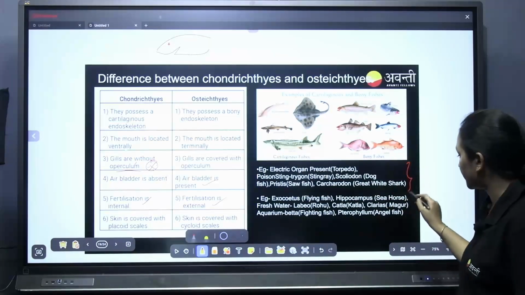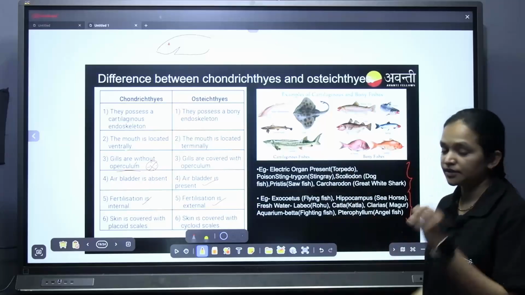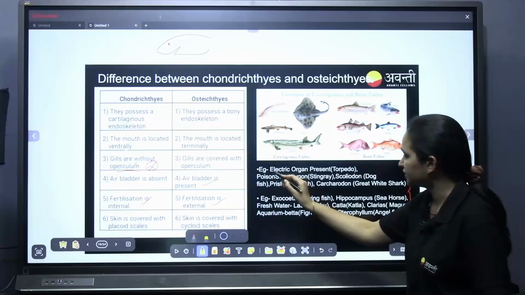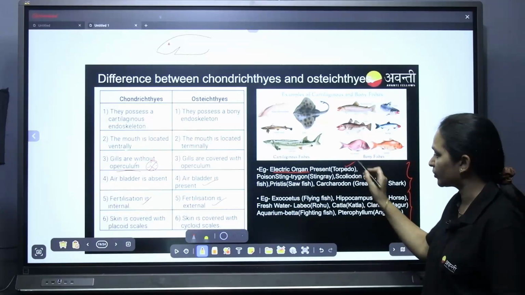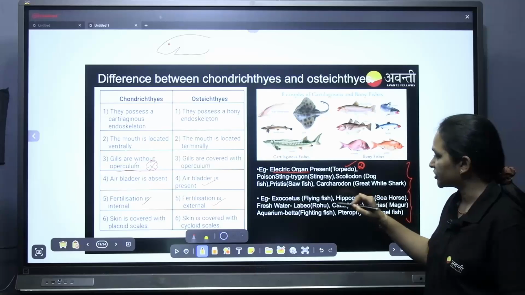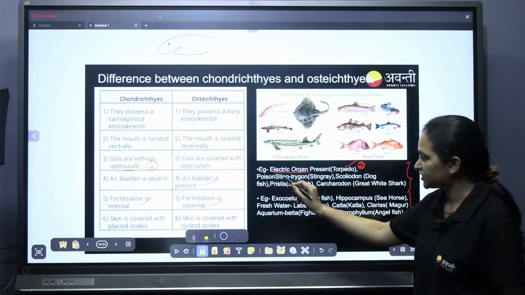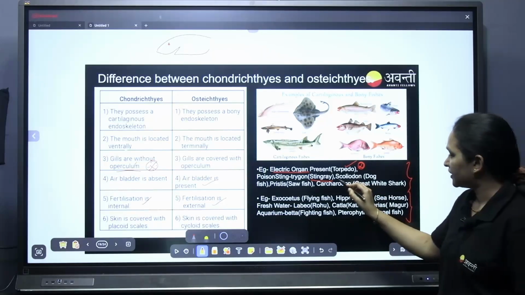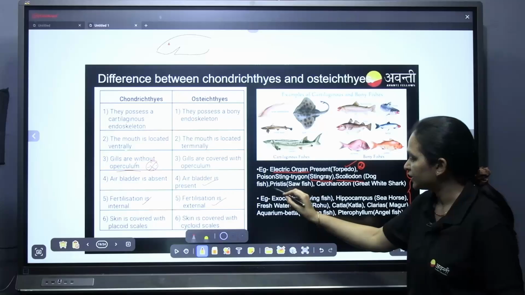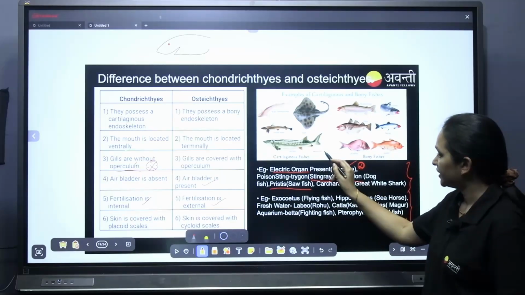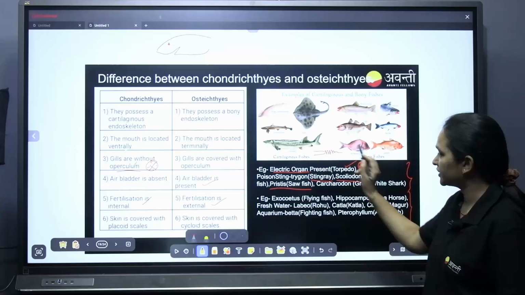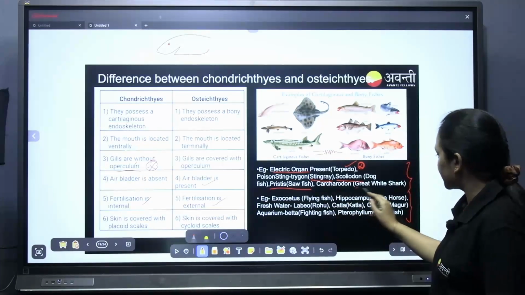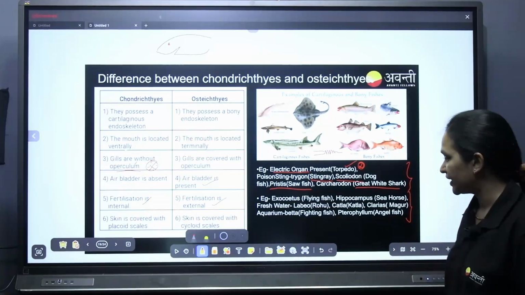These examples are very much important, because the cartilaginous fish have certain things: electric organ is present in Torpedo. This has been a previous question. Electric organ is present in Torpedo. Poison sting, that is Trygon, the stingray, has poison venom. Scoliodon is a dogfish, and Pristis is a sawfish, which means its mouth is like a saw. And Carcharodon is a great white shark, which is the example I gave you.